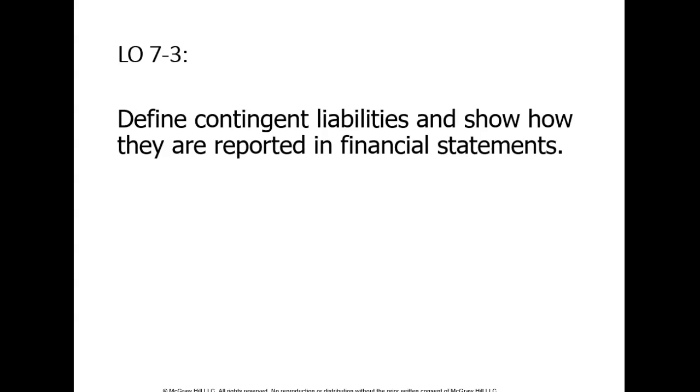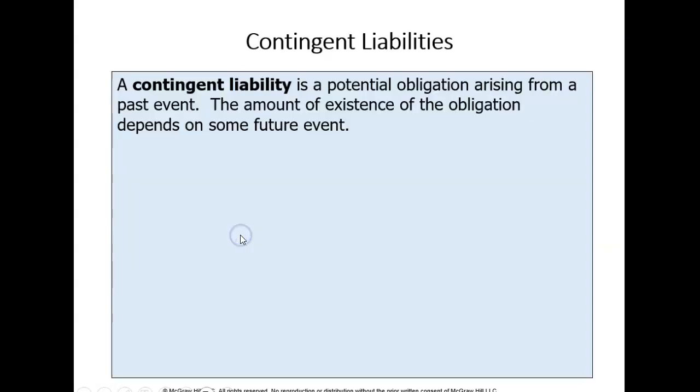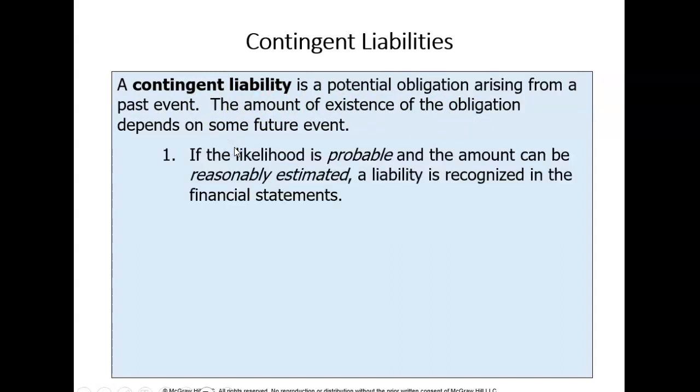Okay? All right. Next up, how to define contingent liabilities and how are they reported on the financial statements. So first of all, what is a contingent liability? Well, this is a potential obligation arising from a past event. The amount or existence of the obligation depends on some future event.